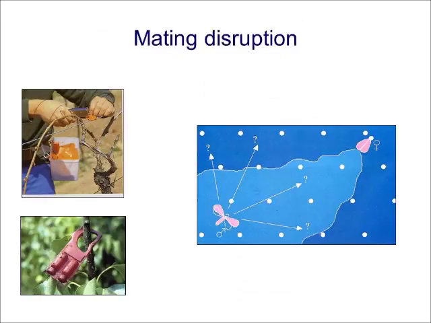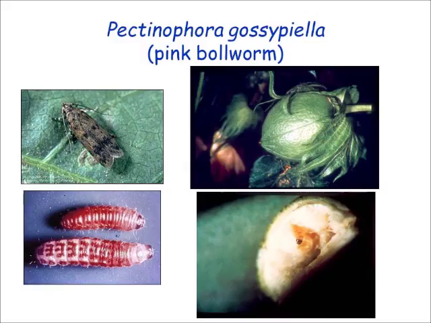Another technique in which pheromones are involved is mating disruption. Mating disruption is based on the use of sex pheromones in order to confuse insects and prevent them from locating each other. In this way, insect mating is disrupted and the reproductive cycle of the insect is blocked. Let's give a successful example of mating disruption with the pink bollworm, Pectinophora gossypiella.